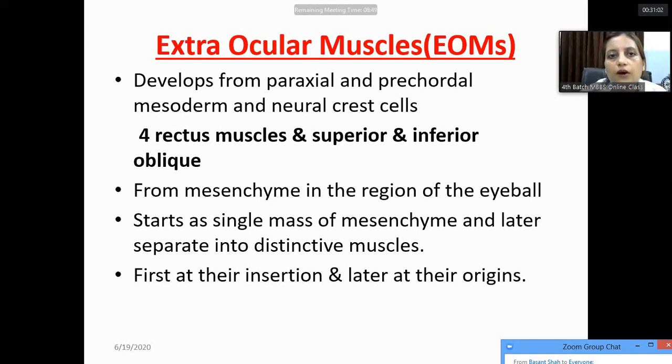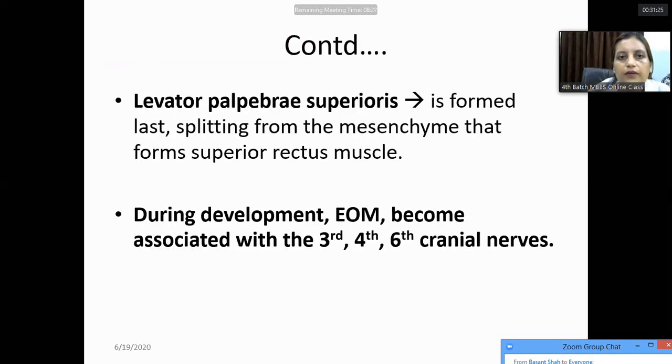So coming to the extraocular muscles, they develop from the paraxial and prechordal mesoderm and neural crest. The four recti muscles and superior and inferior oblique muscles form from the mesenchyme in the region of the eyeball, starting as a single mass of mesenchyme and later separating into distinct muscles. So levator palpebrae superioris is formed from the last splitting of the mesenchyme that forms the superior rectus muscle, and during development extraocular muscles become associated with the third, fourth, and sixth cranial nerves.